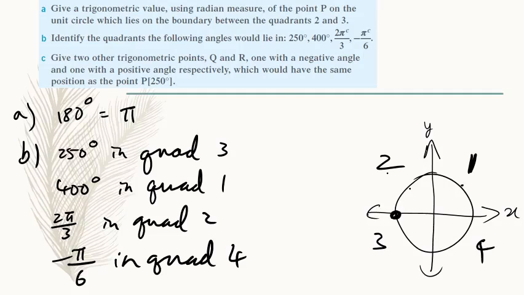And then C. Give two other points with a negative value, which would have the same position as a point 250 degrees. Okay, so why do you need... Okay, let's firstly work out 250 degrees. Where's 250 degrees? Quadrant 1, 2, 3, or 4? 3.